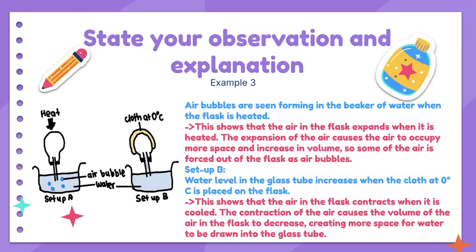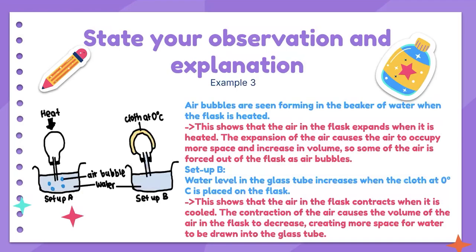Here's the third example. Take a look at the diagram. Air bubbles are seen forming in the beaker of water when the flask is heated. This shows that the air in the flask expands when it's heated. The expansion of air causes the air to occupy more space and increase in volume. So some of the air is forced out of the flask as air bubbles.